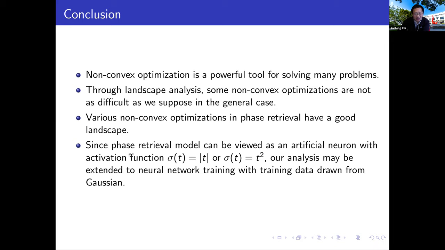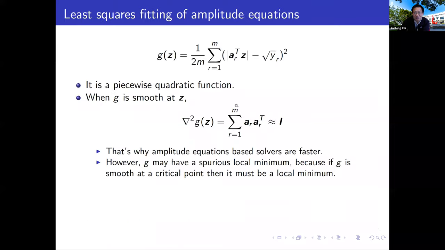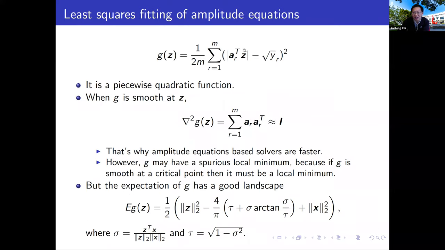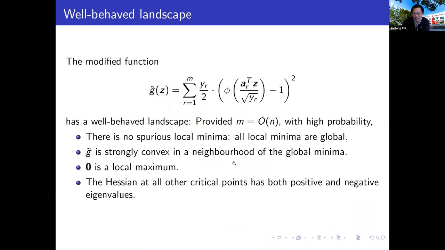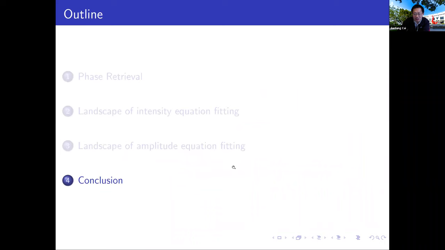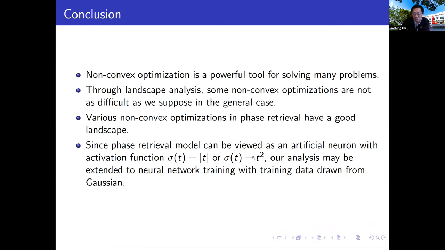And also a very interesting fact is that this phase retrieval model actually can be viewed as an artificial neuron with the absolute value function as the activation function, right? You just think about this intensity equation, right? This intensity, you may view that this absolute value function as the activation function. And in the intensity case, actually sigma of t equals t square, right?